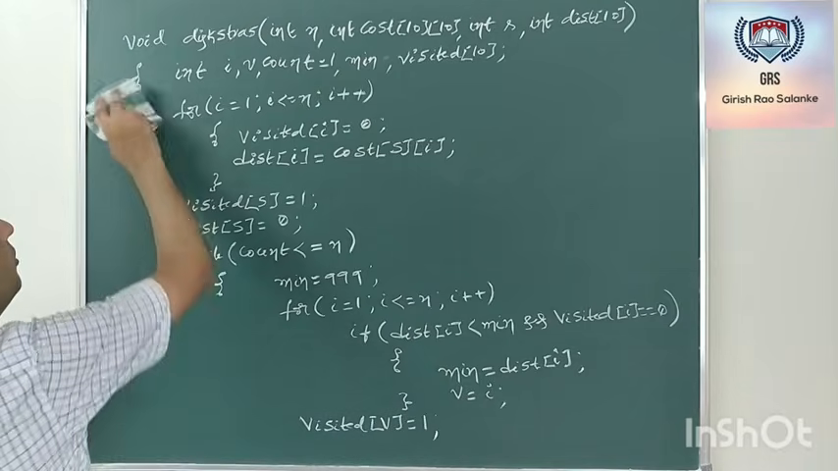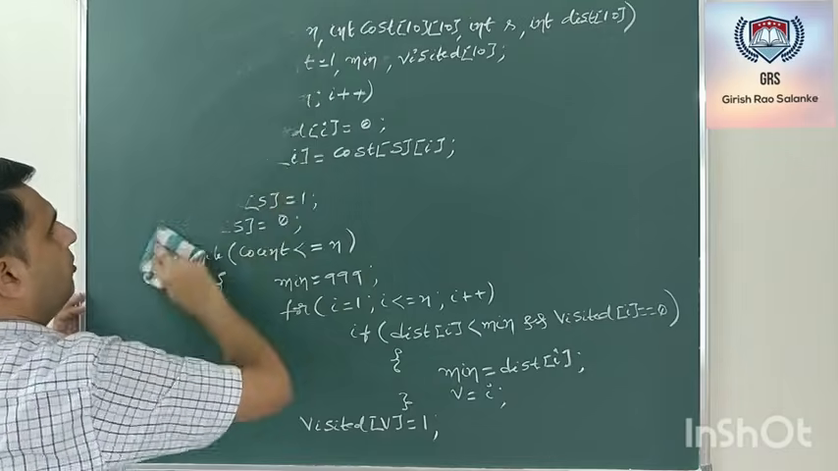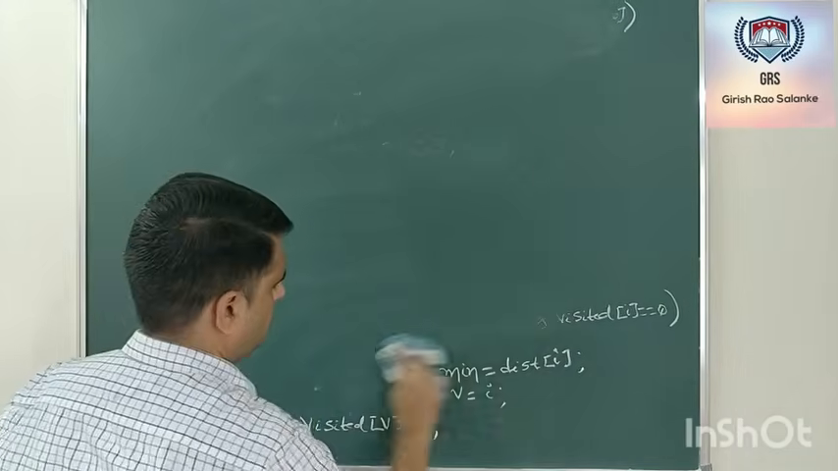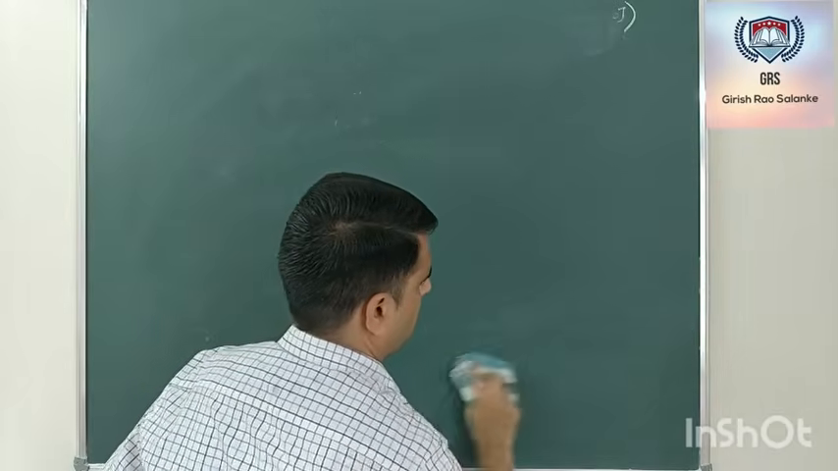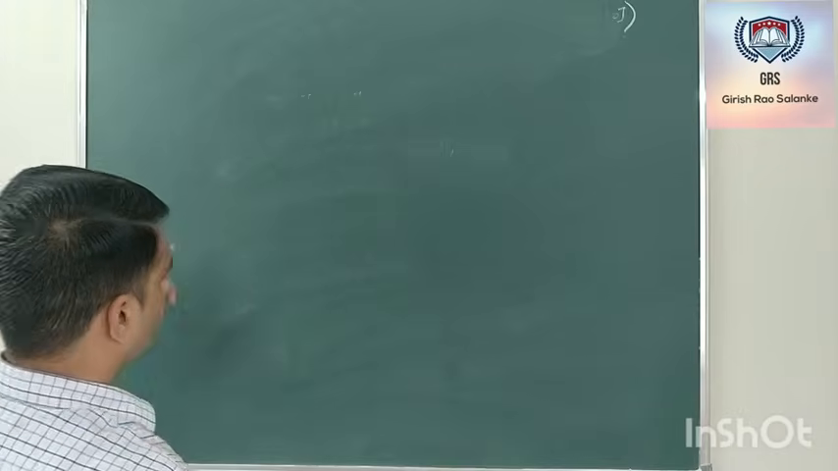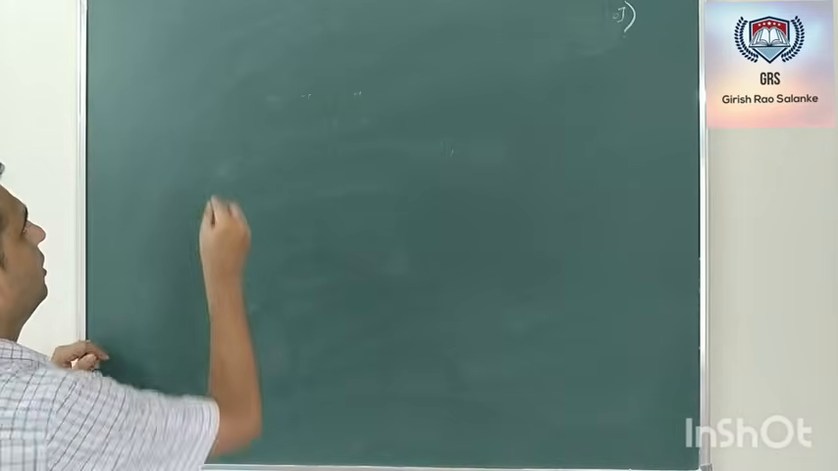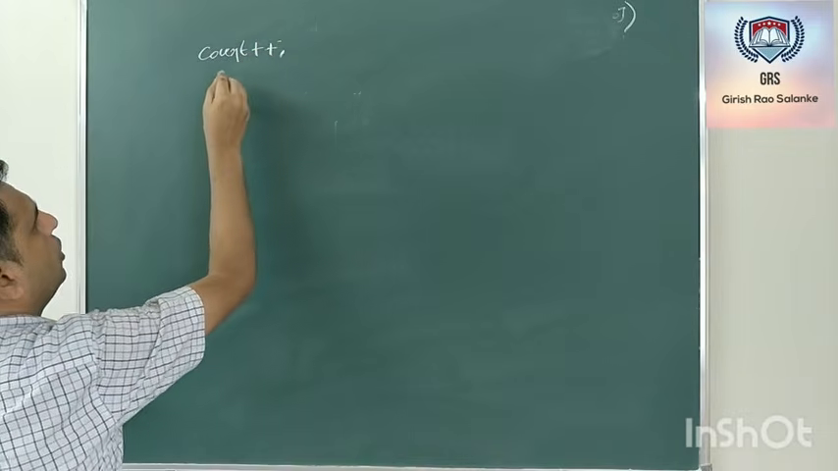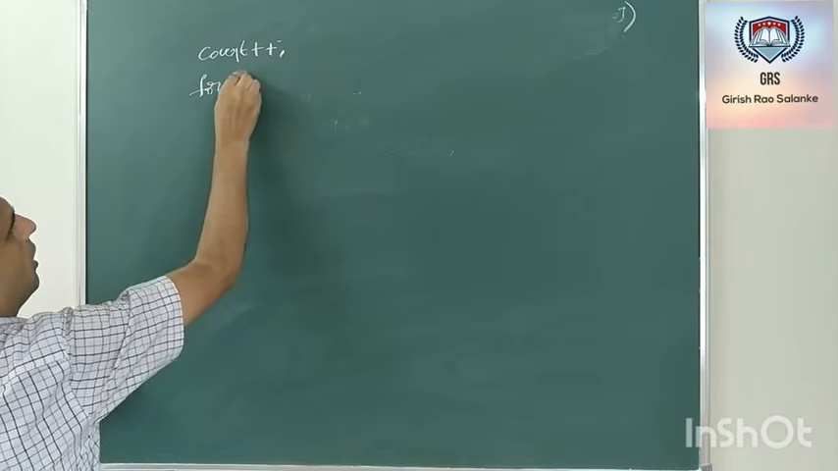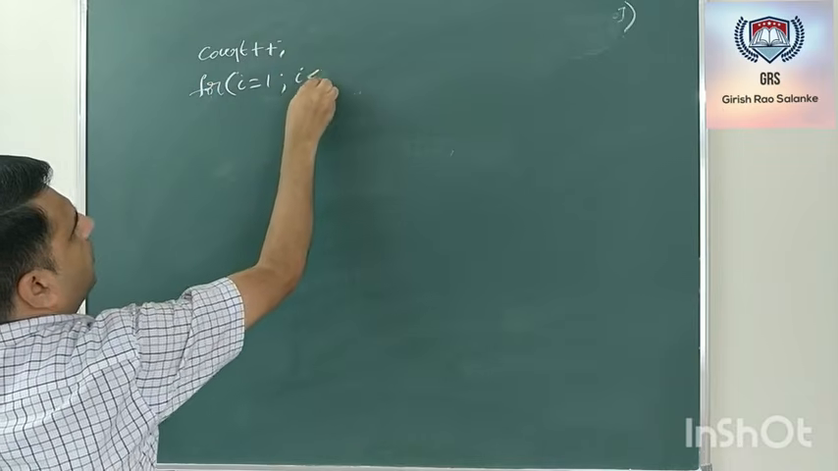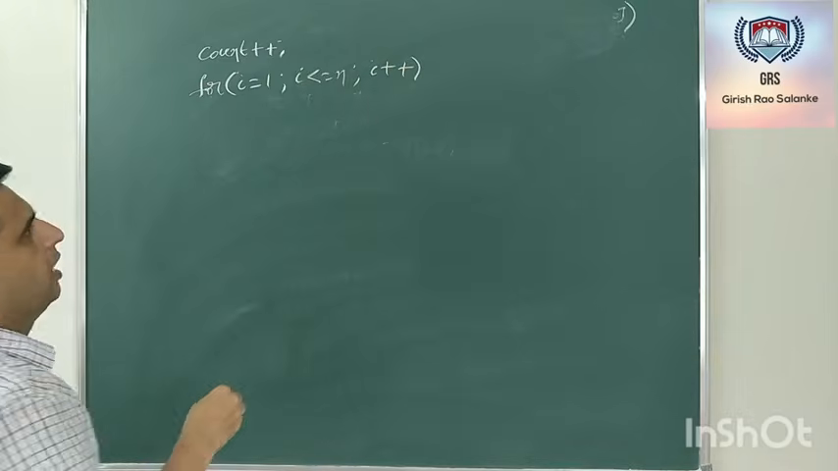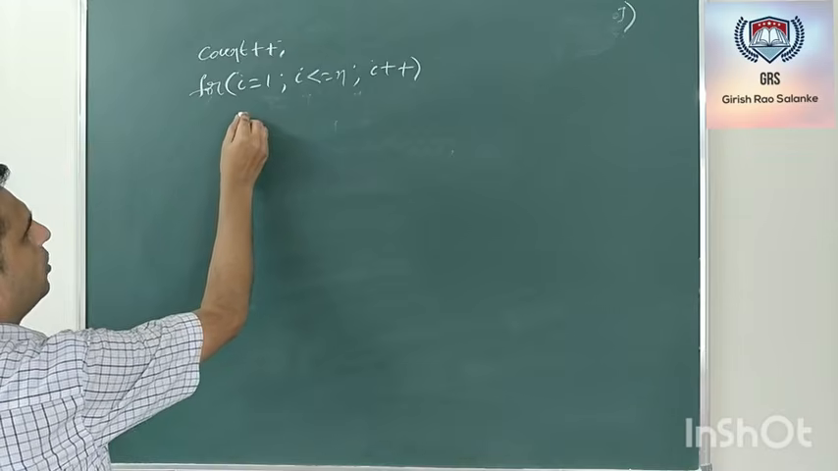Now the next step would be update the count and do relaxation. Please note that I need to close while loop and I need to close the function. Next is update count. Do a relaxation. For I is equal to 1, I less than or equal to n, I plus plus. Now, how to do relaxation?